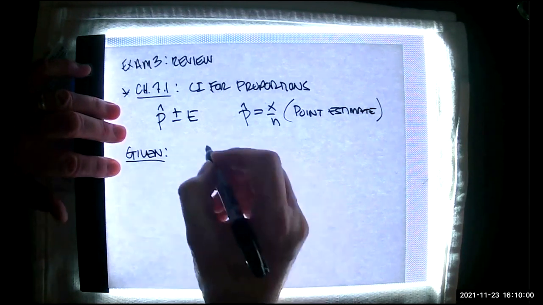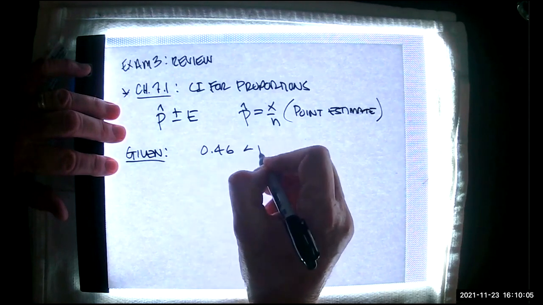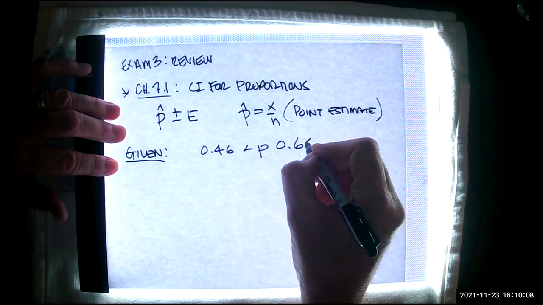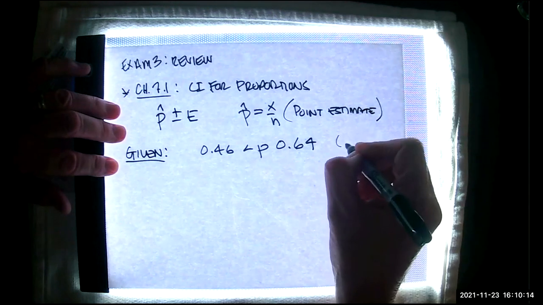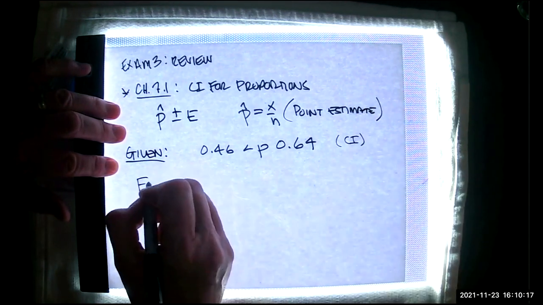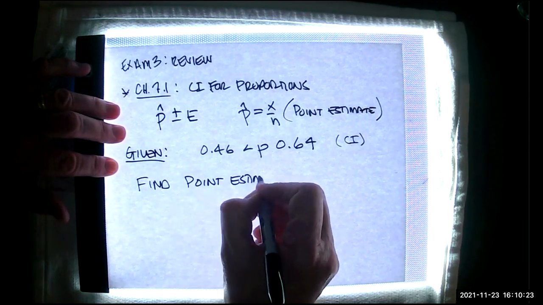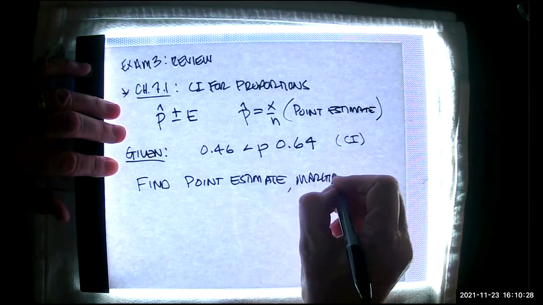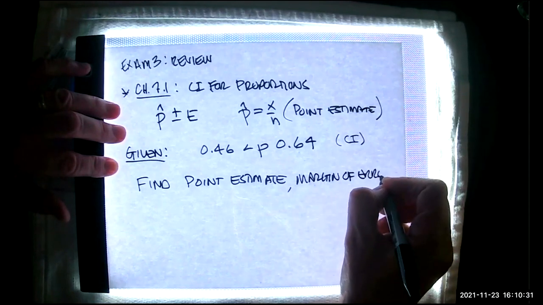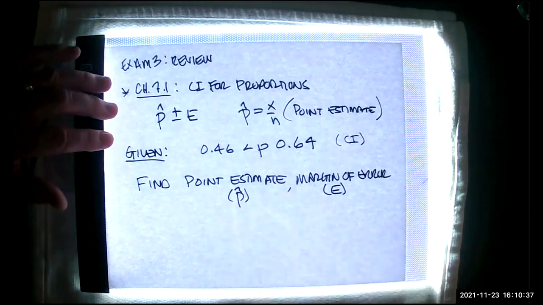if I give you a confidence interval for a population proportion, for example, 0.46 less than p less than 0.64, I can ask you to do two distinctly different things. So there's my given confidence interval. I can ask you to find both the point estimate and the margin of error. That margin of error is the E right up there. The point estimate is the p hat. So let me run through that example.